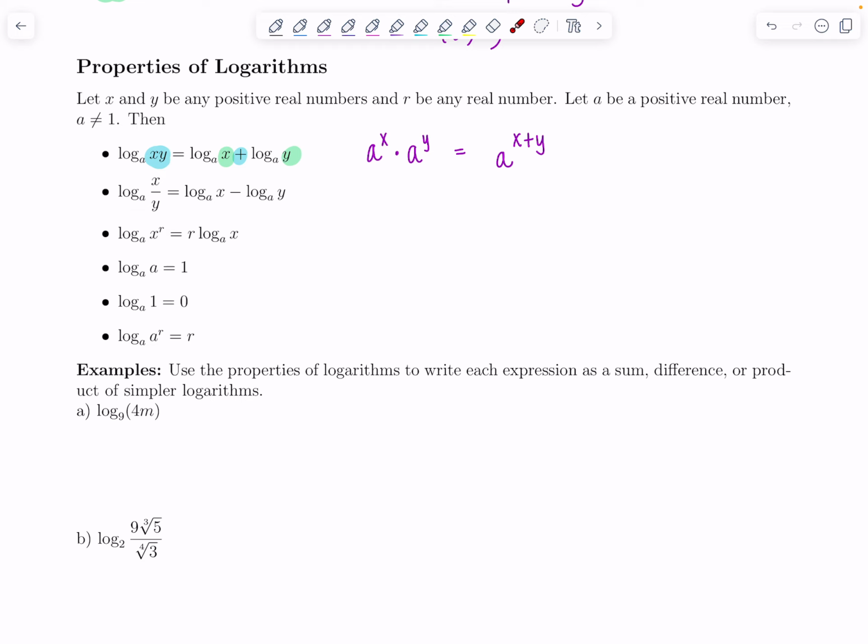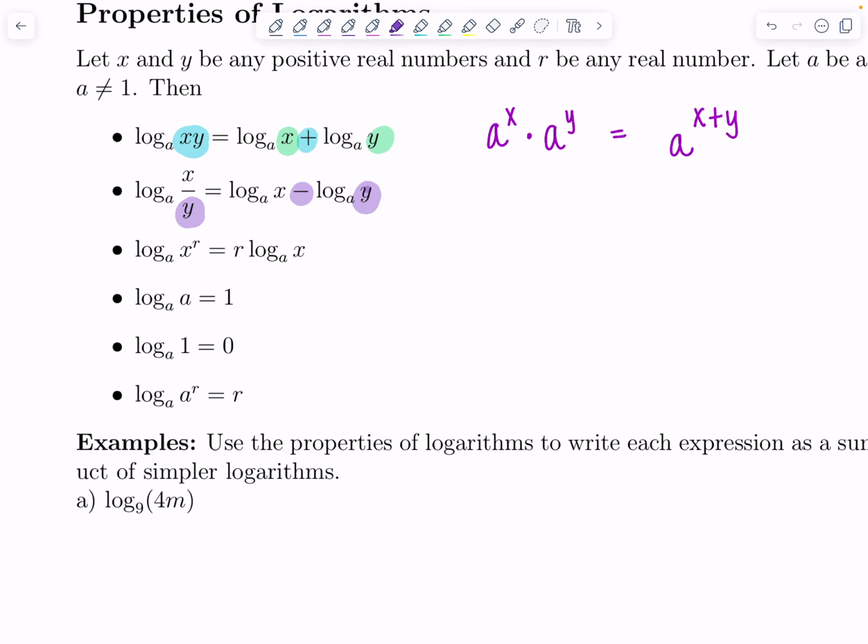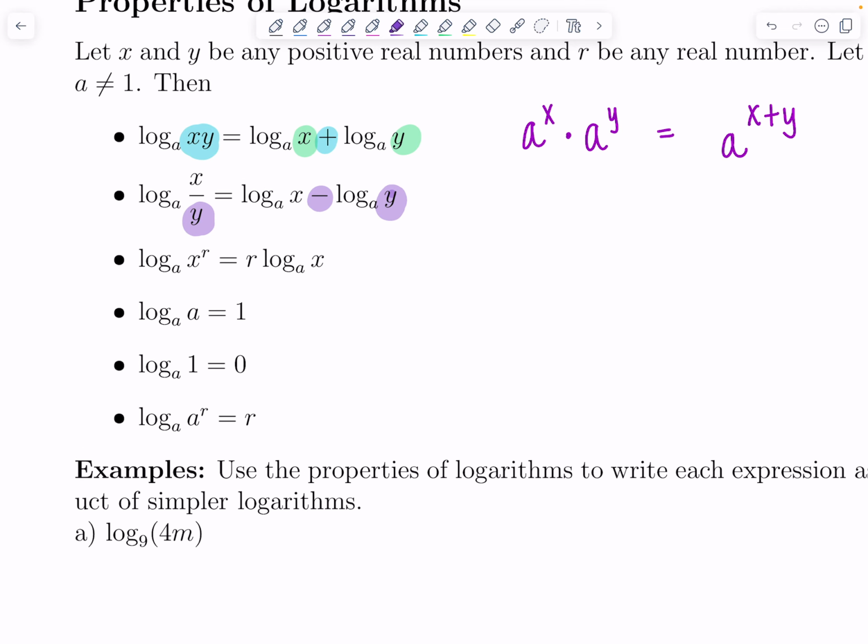Log base a of x divided by y is equal to log base a of x minus log base a of y. So when you have a quotient, you can rewrite it as subtraction of two logarithms, and then make sure whatever quantity was in the denominator, that's the negative logarithm. Okay, you're gonna have minus log of that stuff. Next one, very useful. Log base a of x to the r equals r times log base a of x. So basically what happens is this r gets moved to the front and multiplies in front of the logarithm. Log base a of a is 1, log base a of 1 is 0, and log base a of a to the r is r.